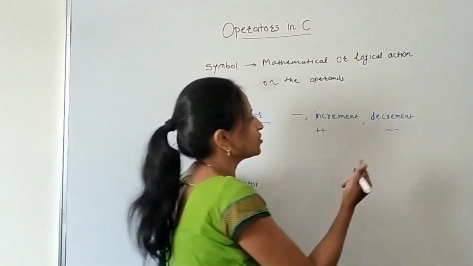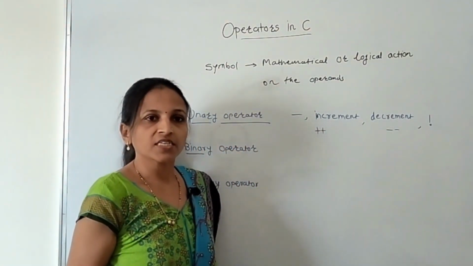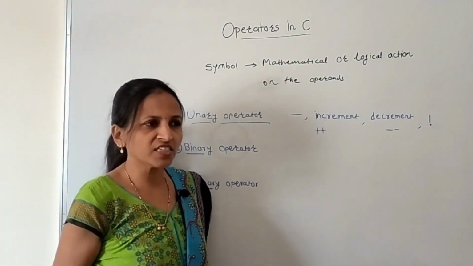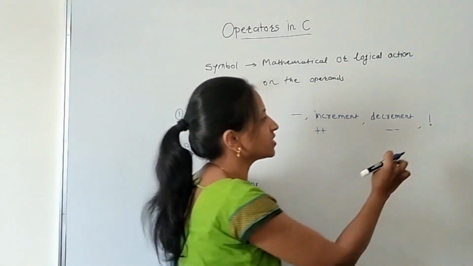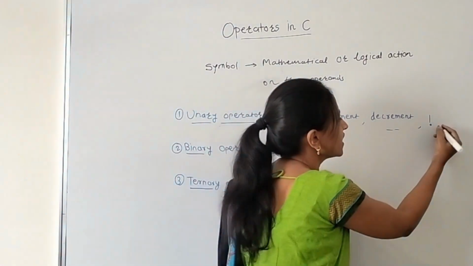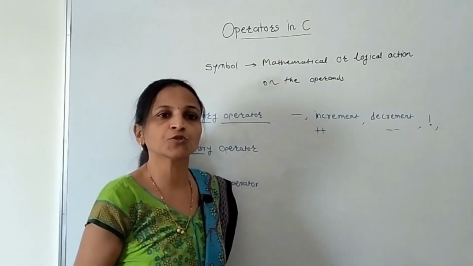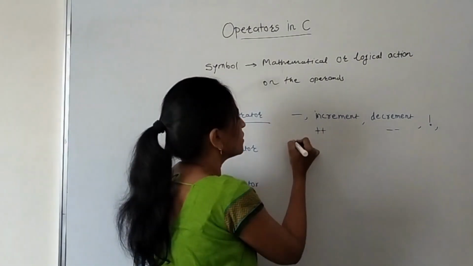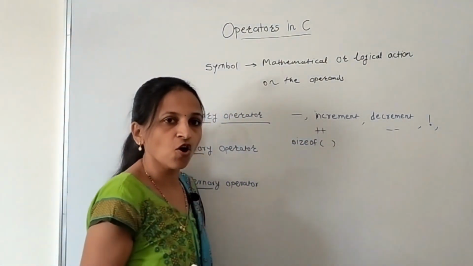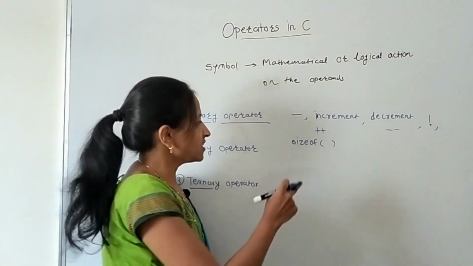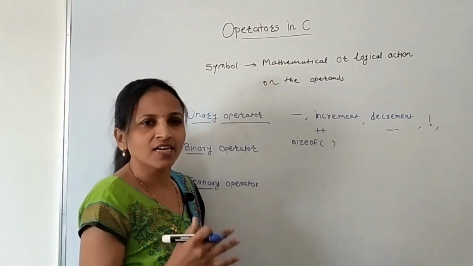Next one is the logical not operator. Logical not reverses the result of any action. For that, the logical not operator is used. This is again acting on a single operand. That's why this again comes under this unary category. Then there is one more operator, that is the sizeof operator. That is again acting on only a single operand. That again comes under this unary operator.